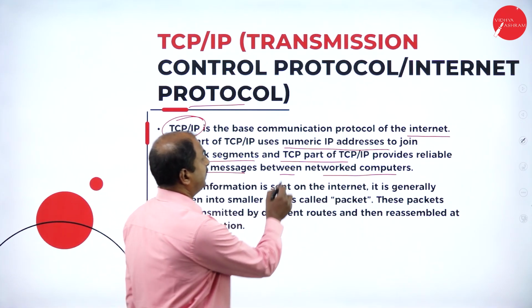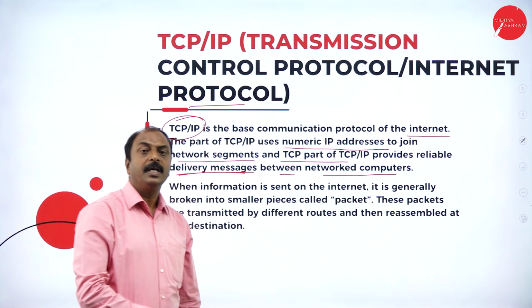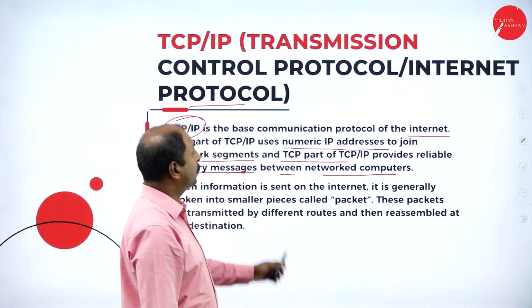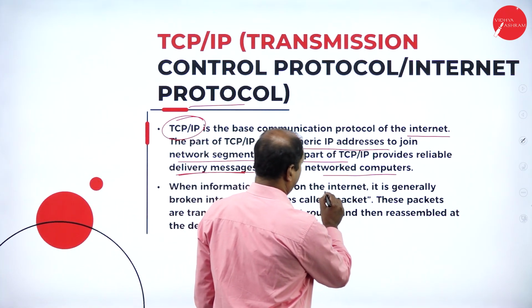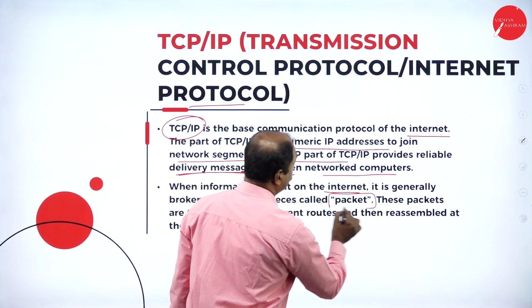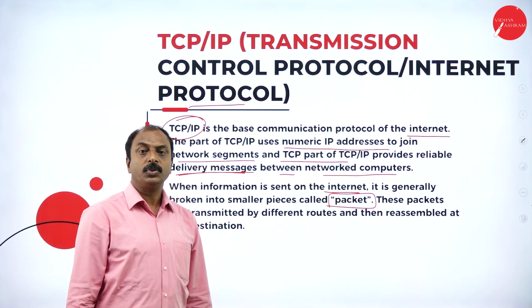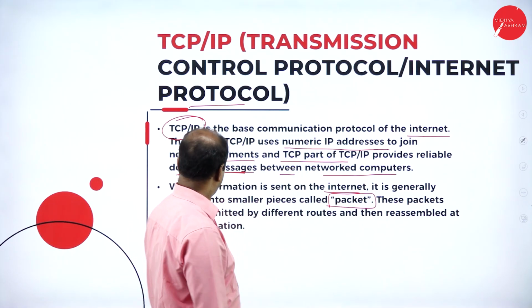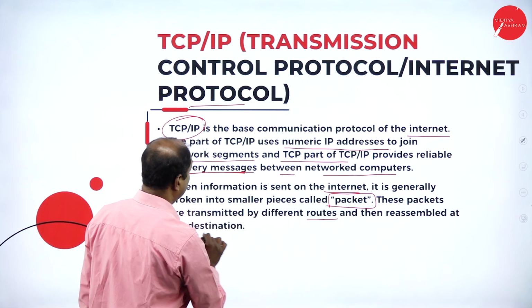The function of TCP is to provide reliable delivery of messages between the network computers. Its responsibility is to provide guaranteed delivery of data between two computers in a network. When information is sent on the internet, it is generally broken into smaller pieces called packets. So whatever data is sent from host to destination, the first step is dividing it into a number of packets. These packets are transmitted by different routes and then reassembled at the destination.